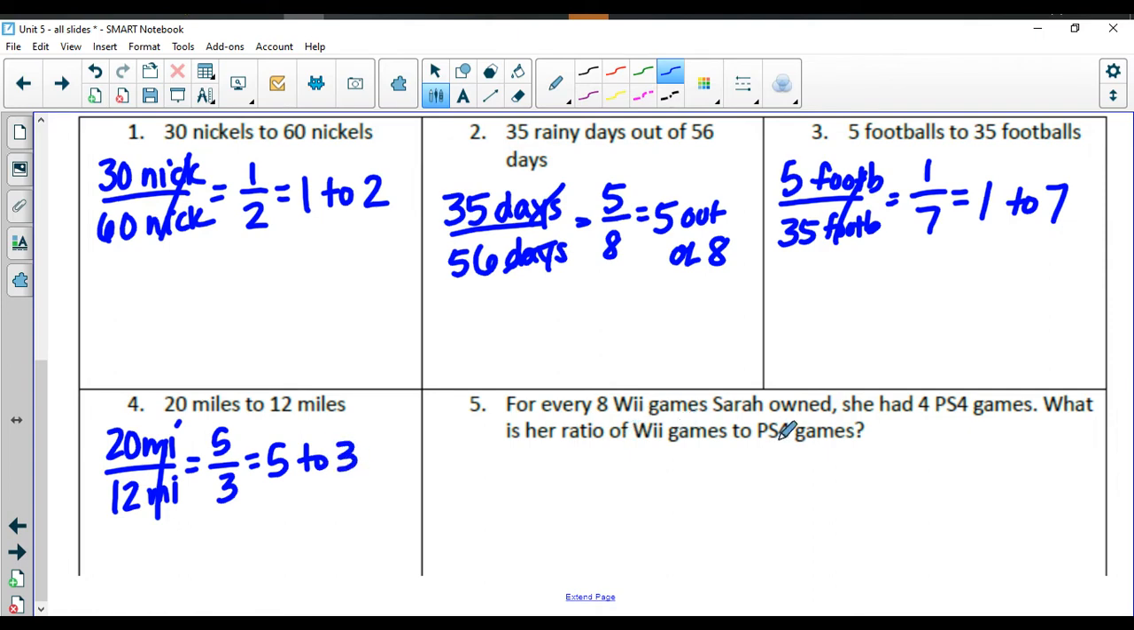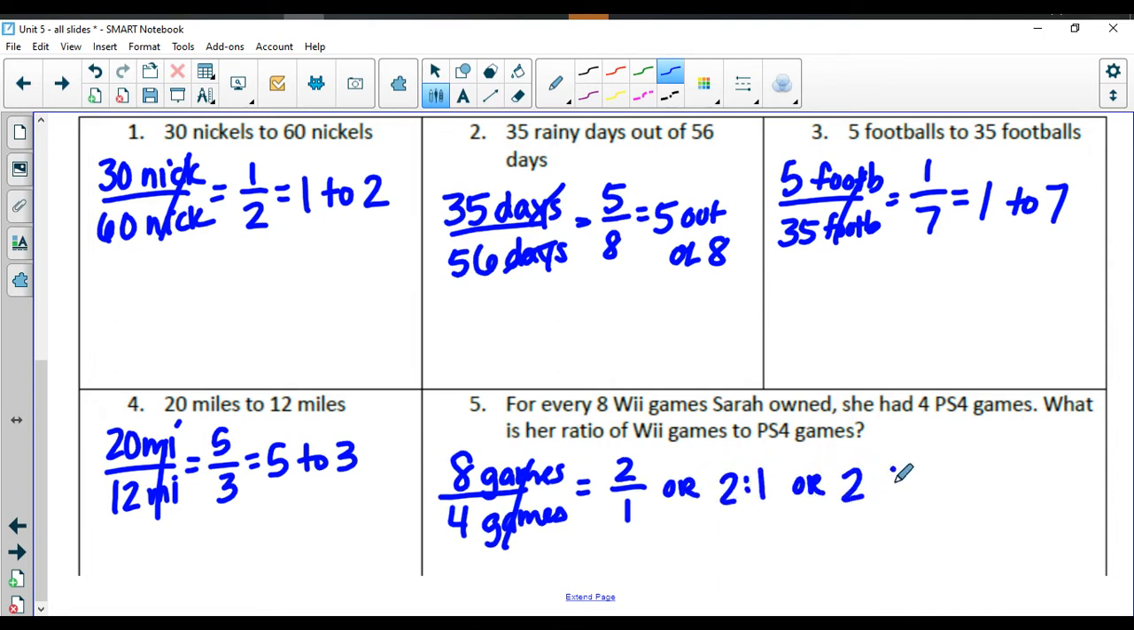For every 8 Wii games Sarah owned, she had 4 PS4 games. What is her ratio of Wii games to PS4? So we have 8 games to 4 games. Labels will cancel. 8 to 4 is 2 to 1. Or you can write it as 2:1. Or you can write it as 2 to 1.